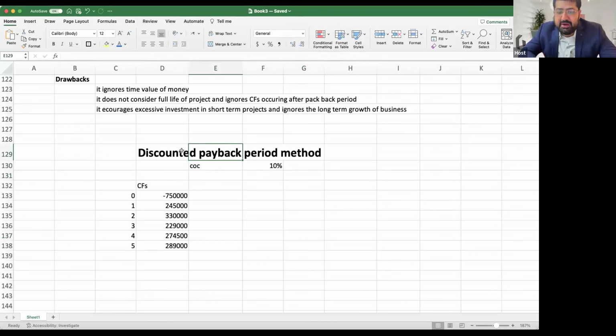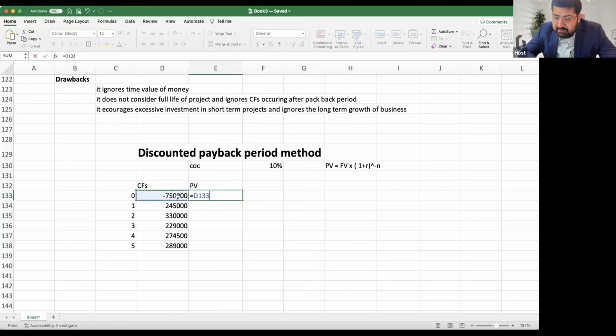In the discounted payback period method, we calculate present value. What is the formula of present value? Present value is equal to future value into (1 plus R) raised to the power minus N, where R is the discount rate, 10%, and N is the number of years. Just see here. Try to understand it.